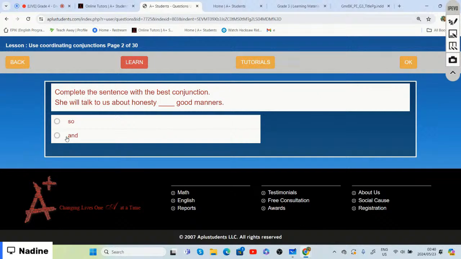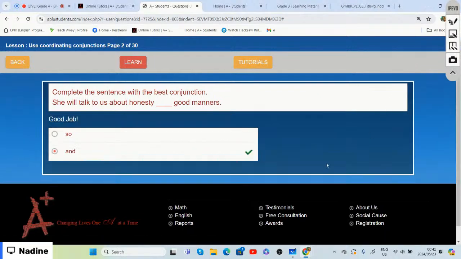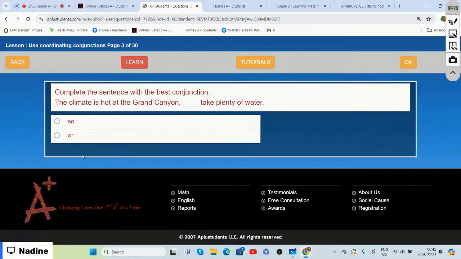All right, so if we were to choose the correct conjunction, we will say she will talk to us about honesty and good manners, meaning that she's going to be speaking to us about both of that, being honest as well as having good manners. So that is what and means. It means that it goes together, right? So well done. And is correct.